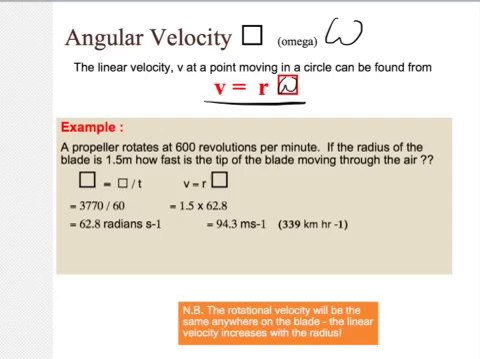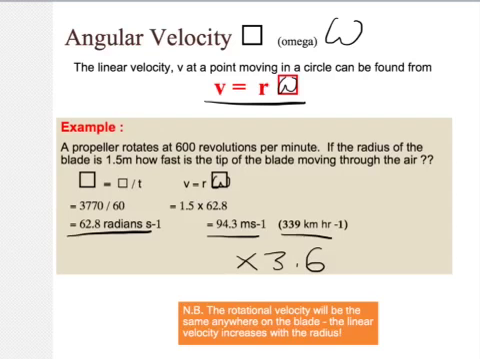So here, to do this, you need, of course, to find the angular velocity. And once you have the angular velocity, you can then plug it into this equation here and find the tip velocity. In this case, 1.5 times 62.8 gives you 94.3 meters per second. And if you multiply that by 3.6, you can find the speed in kilometers per hour, which is an impressive 339 kilometers per hour.